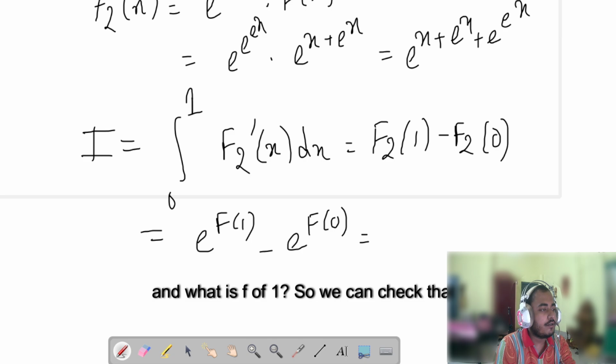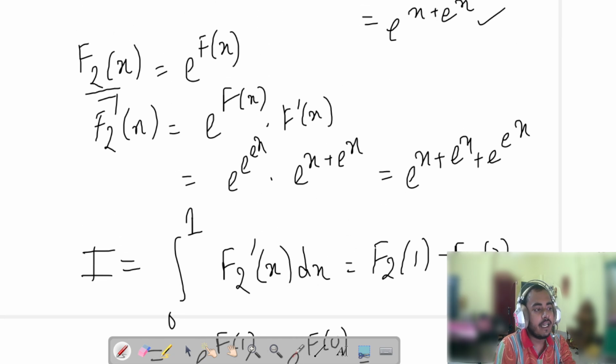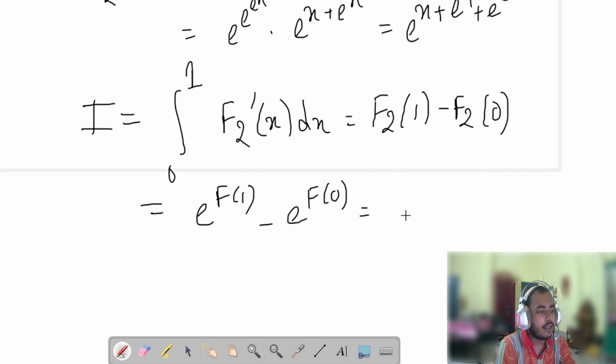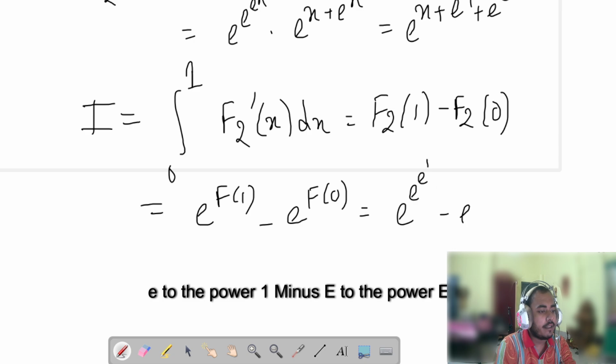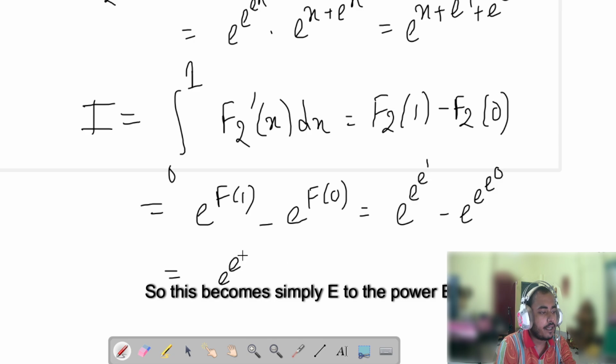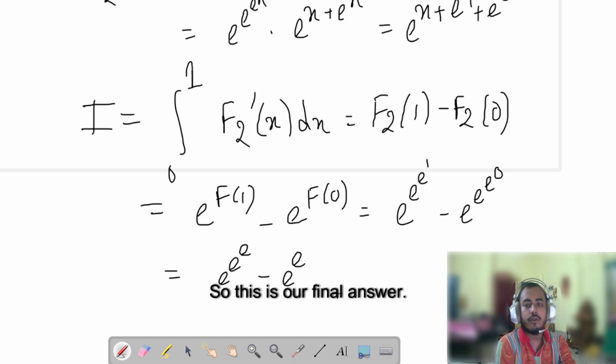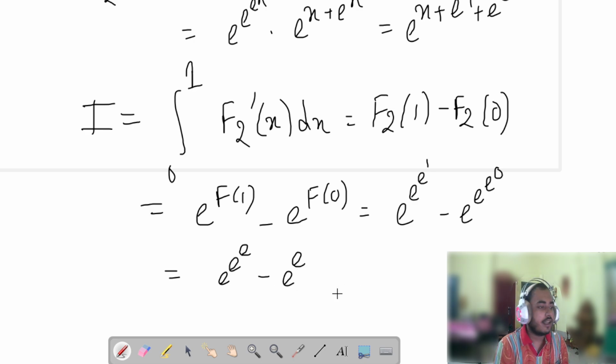And what is f of 1? We can check that f of 1 is simply e to the power e, and f of 0 should be e to the power 0. So we can write that: e to the power e to the power e to the power 1 minus e to the power e to the power e to the power 0. Simplify this. So this becomes e to the power e to the power e, minus this term, which becomes 1. So this simply becomes e to the power e to the power e minus e. So this is our final answer.